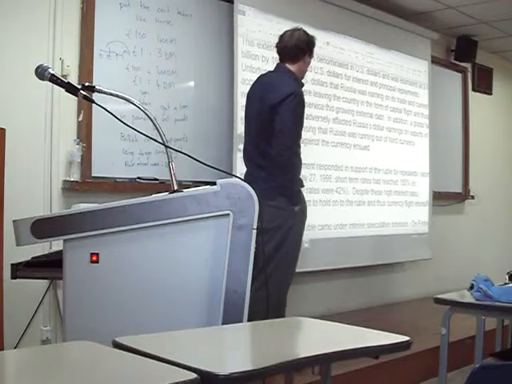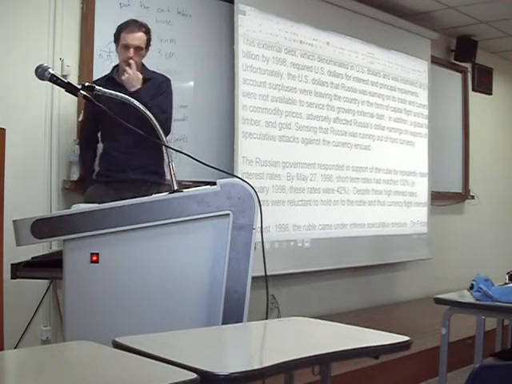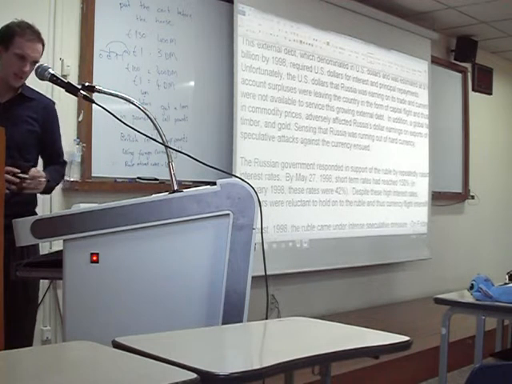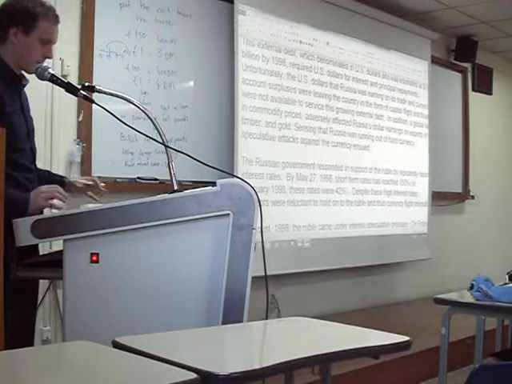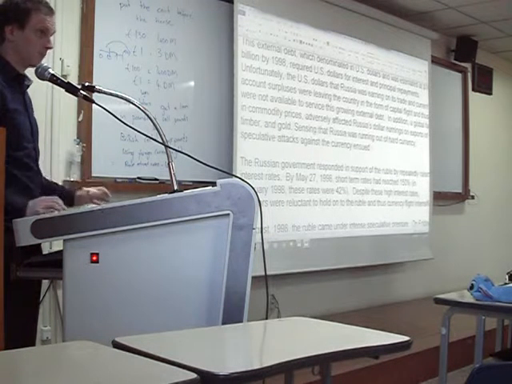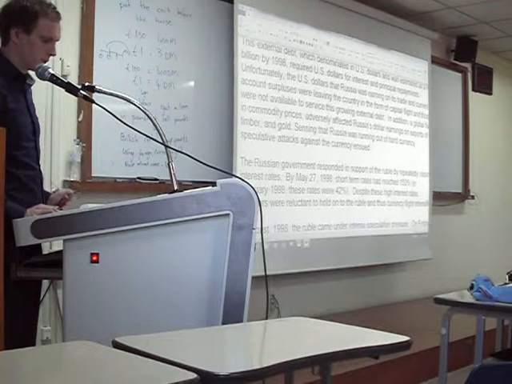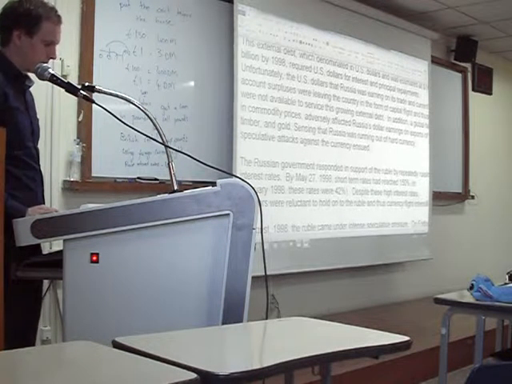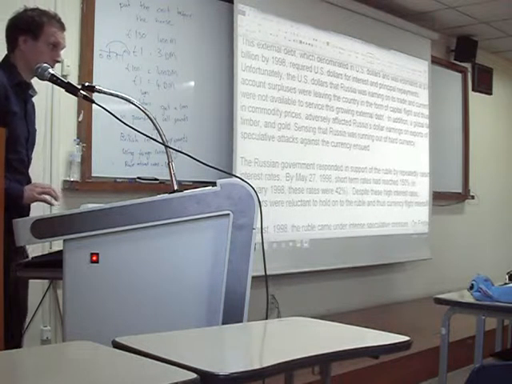Also, we had a fall in commodity prices. The Russian economy is also dependent on exports of oil, timber, and gold. So because the price fell, they were getting less money, fewer dollars. So, sensing that Russia was running out of hard currency, speculative attacks against the currency ensued.